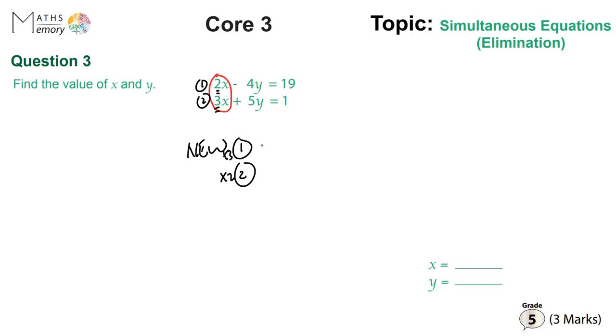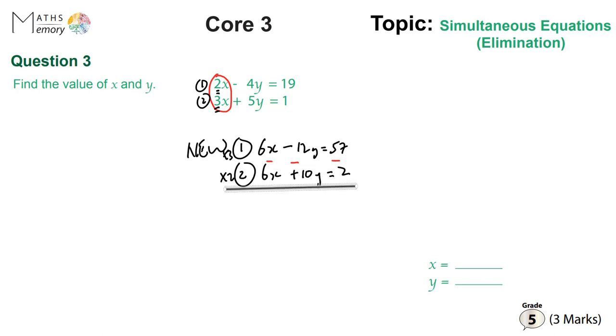So everything here by 3, 6x minus, let's say 12y equals 57. And this one over here, multiply everything by 2, it'll be 6x plus 10y equals 2. Let's now decide if it's a plus plus plus or minus minus minus. Now the same coefficients are on the x's over here, so it's definitely a minus, and a minus. Let's take them away from each other now.